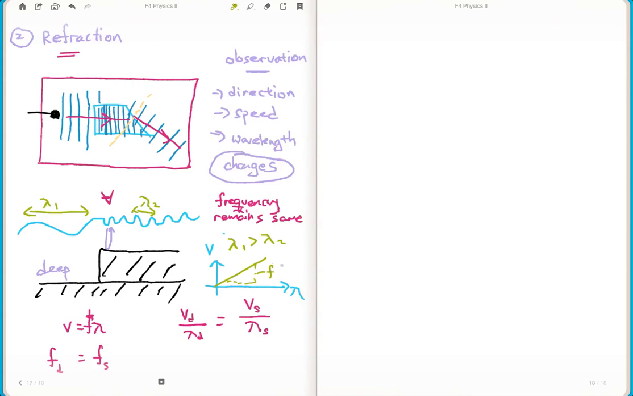Because frequency depends on the source. That's the second thing you want to learn. Now the third thing, but before we get to the third thing, some important things they need to know.